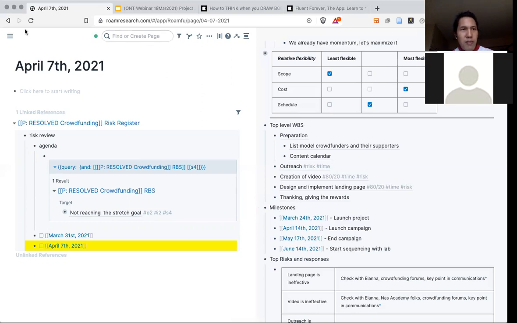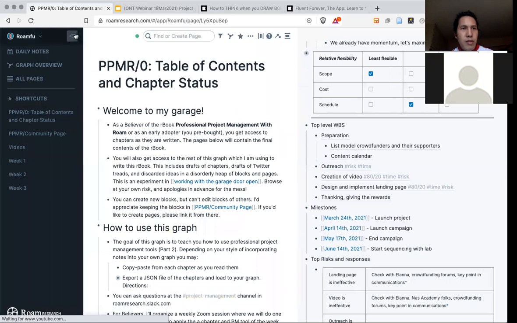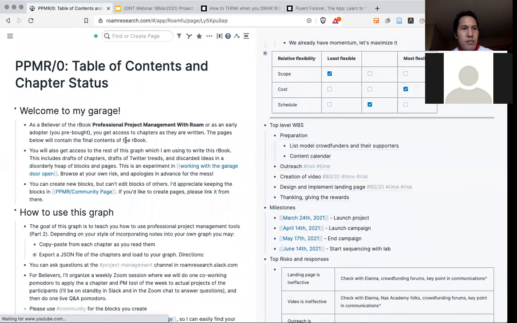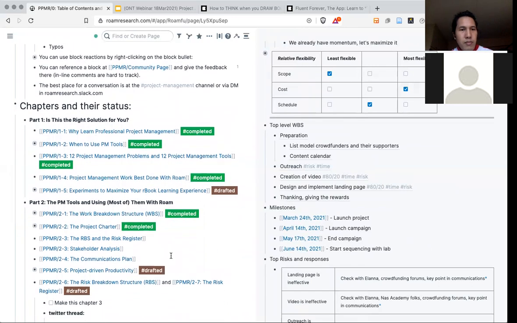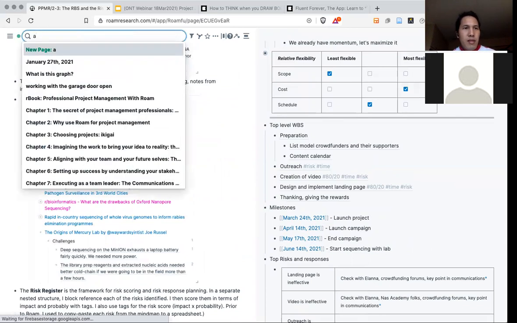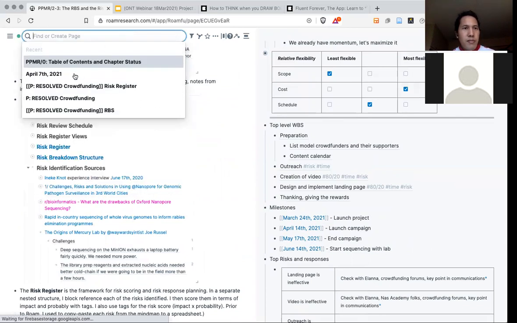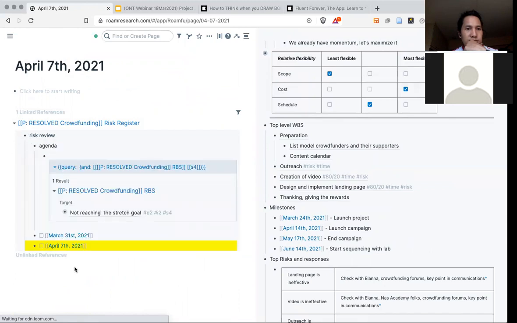Okay. Let me go back to that. Now, just let me react on one thing. Sure, please. Just go back to the risk, on this day of the 4th of April. April 7, sorry. And if you look at which risk we have to monitor at that time, it is the risk of not reaching the stretch goal.